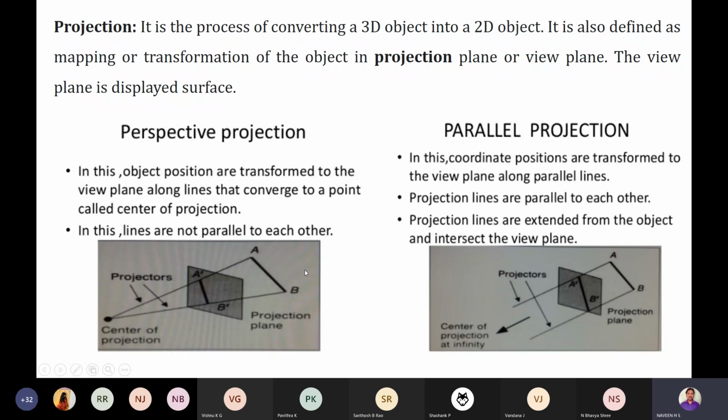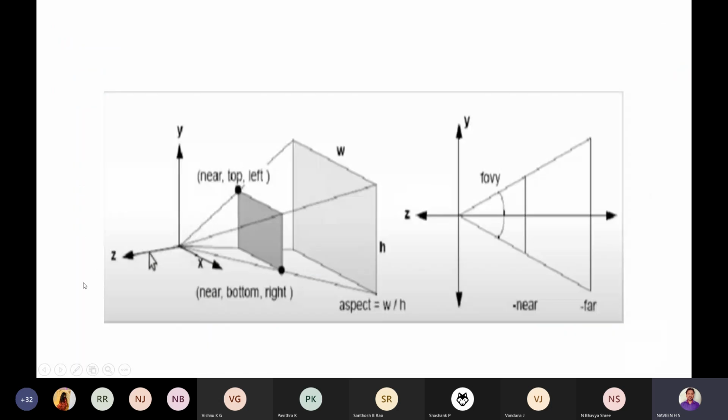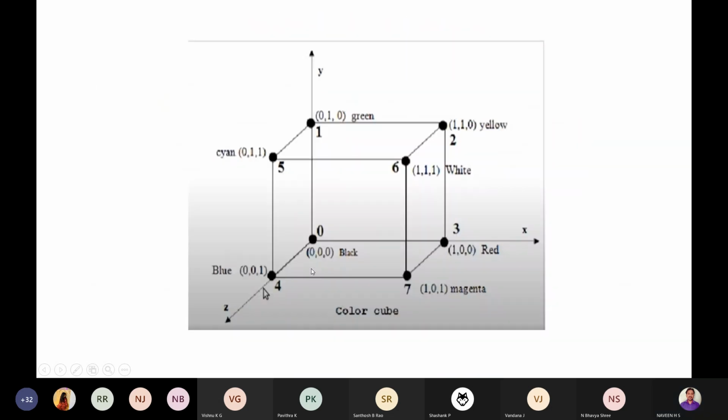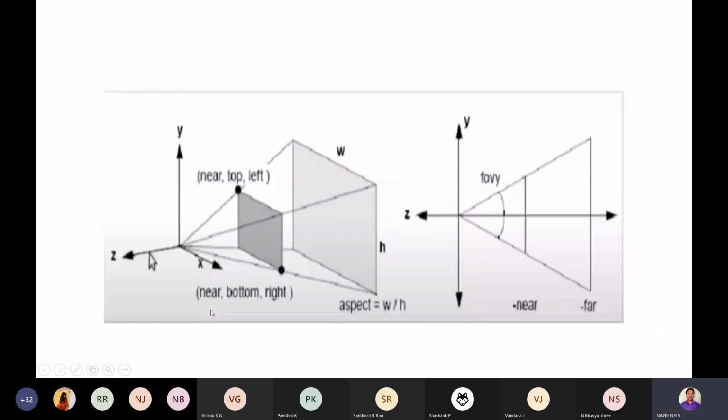The same thing they have given here. So this is about perspective projection. Look at this diagram, we have the x-axis, y-axis and z-axis because we are representing our three-dimensional object. Just considering the same thing as in the previous case, this is the width and this is the height. This is the projection plane.